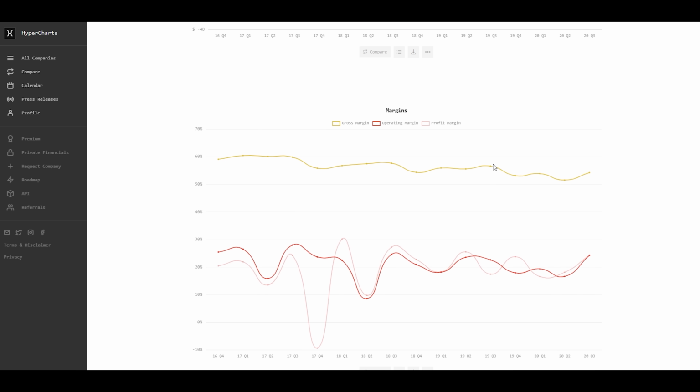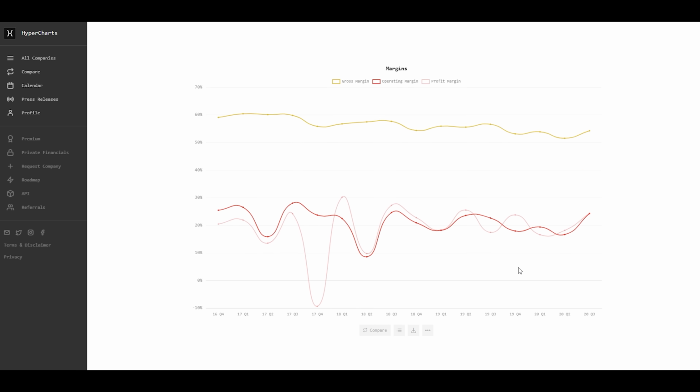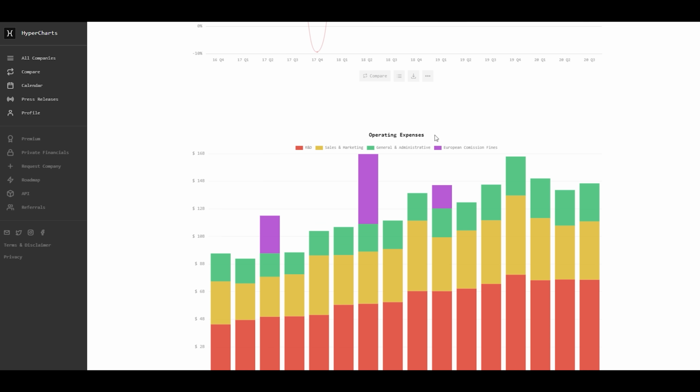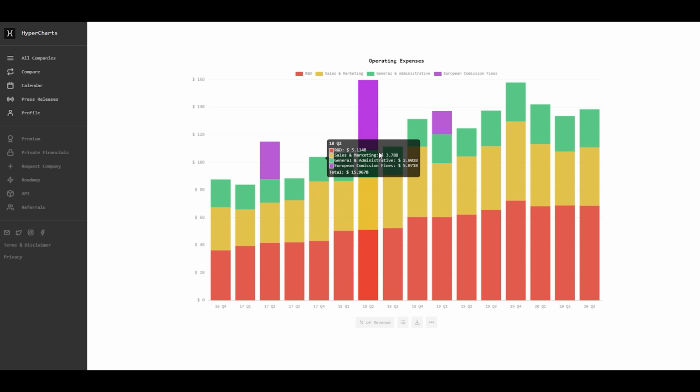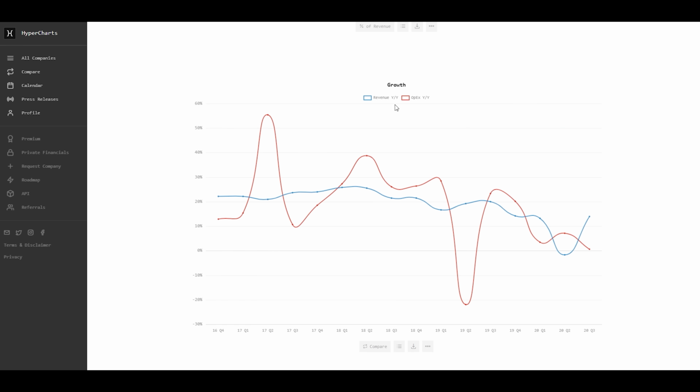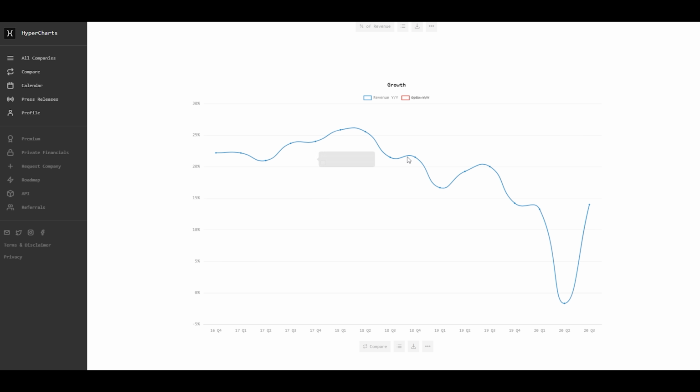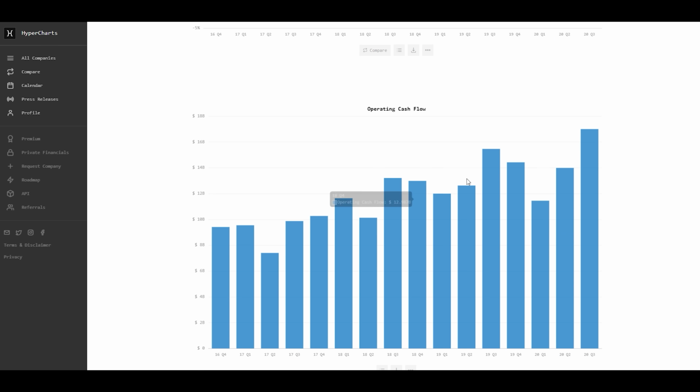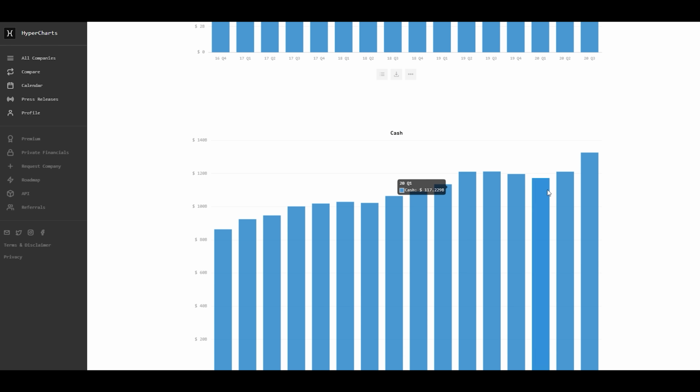You can have a look at their margins. Really nice graph of their different margins, which is great. Operating expenses, you can get a feel for. Okay, so the operating expenses are going up over time. And then you can have a look at revenue growth over time. Okay, interesting. It's been on the decline in terms of percentage growth every year. Operating cash flow, you can see up and to the right, cash up and to the right.